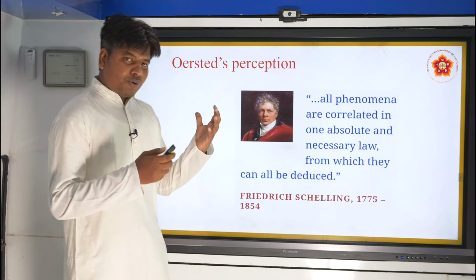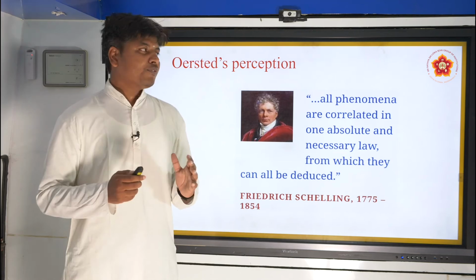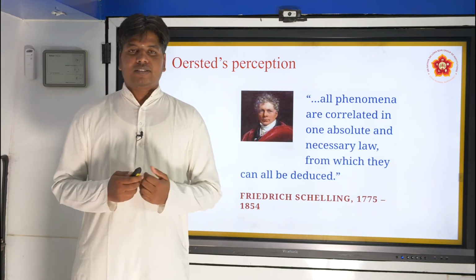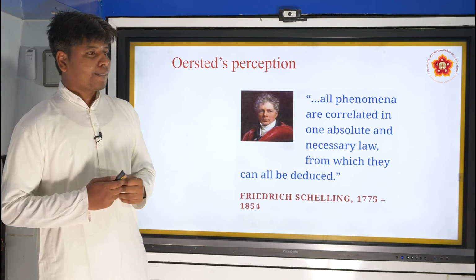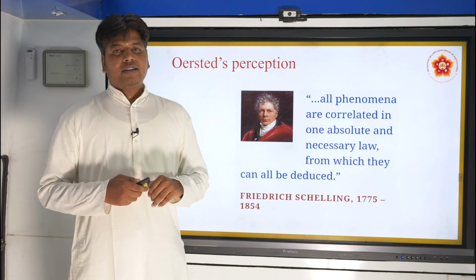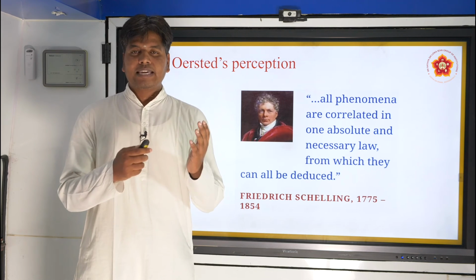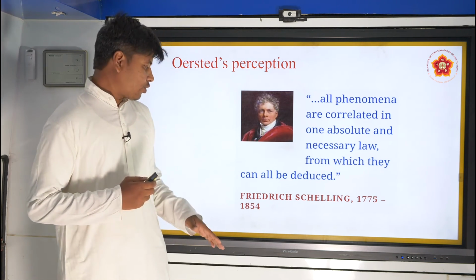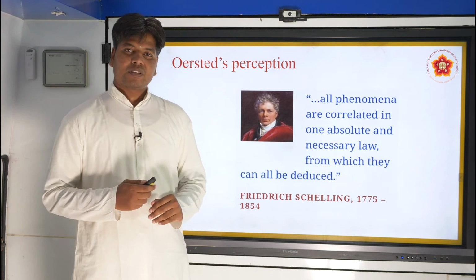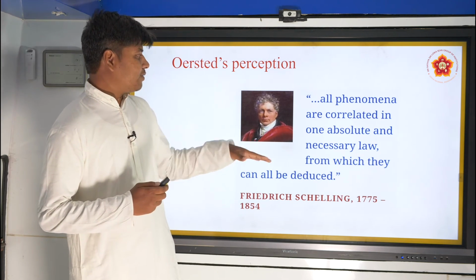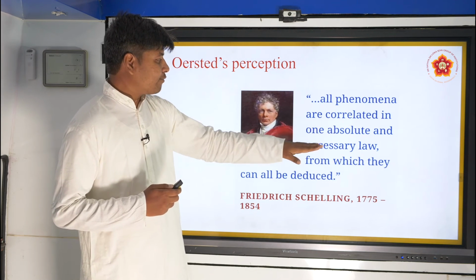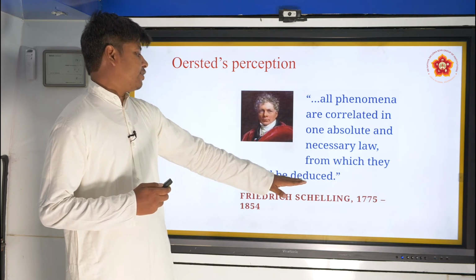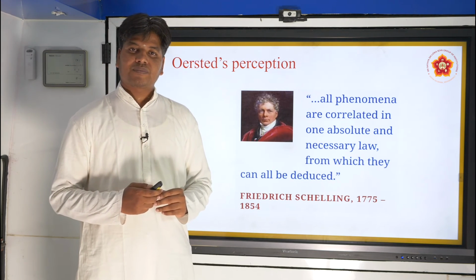To conclude this session, let us conclude with a beautiful note. Oersted, when he came to Germany for his research, was influenced by a philosopher called Friedrich Schelling, who used to believe that all phenomena are correlated in one absolute and necessary law, from which they can all be deduced.